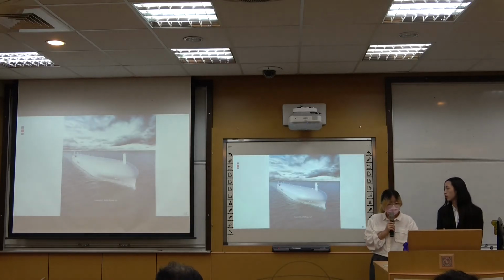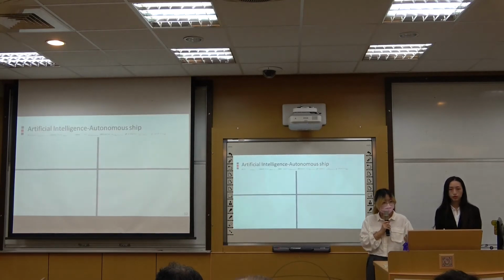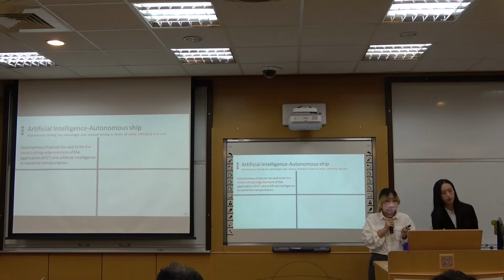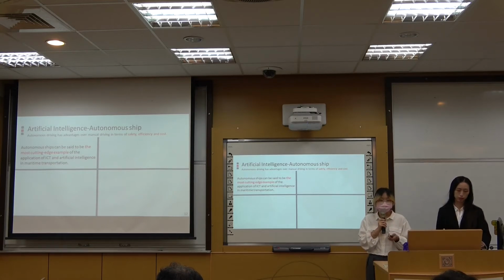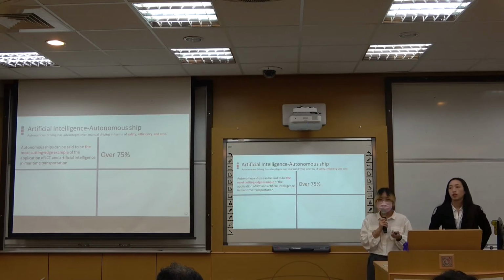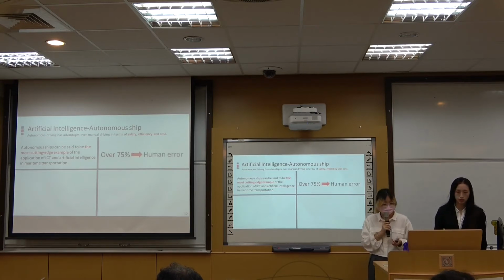And the autonomous ship can be said to be the most cutting-edge example of the application of ICT and artificial intelligence in maritime transportation, and autonomous driving has advantages over manual driving in terms of safety, efficiency, and cost. The Safety and Shipping Review issued by AGCS points out that over 70% of maritime liability insurance cases are mainly caused by marine accidents as a result of human error.